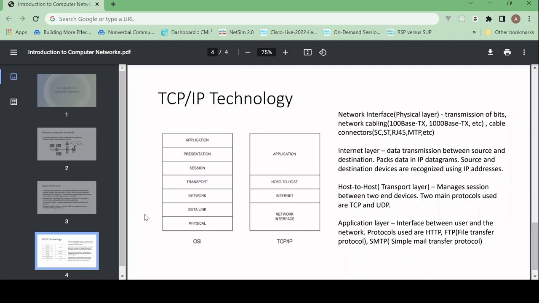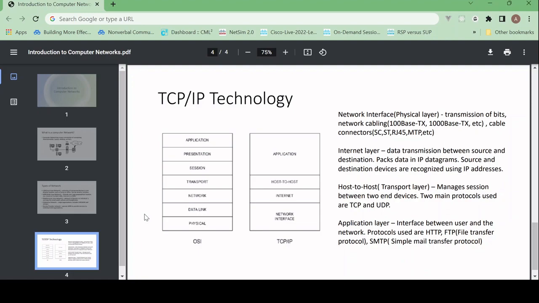Next is the internet layer. Here we transfer the data from the source to the destination. Okay. And how are the source and destination identified? They are identified using IP addresses. So the source has an IP address and the destination also has an IP address. Using these IP addresses, both of them communicate with each other, and the data is packed in an IP datagram.